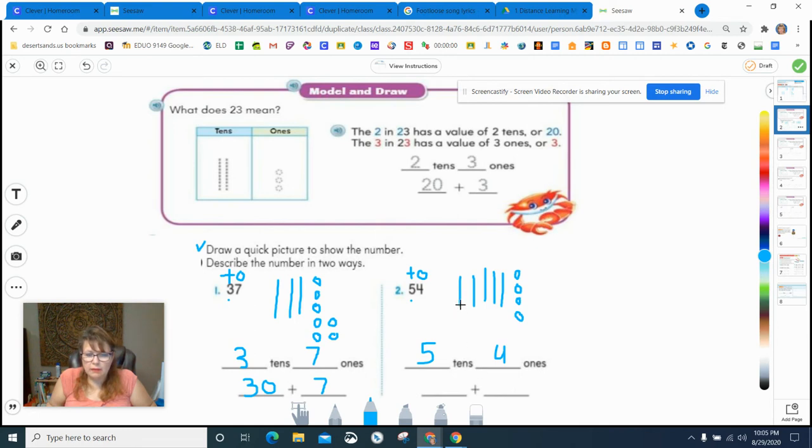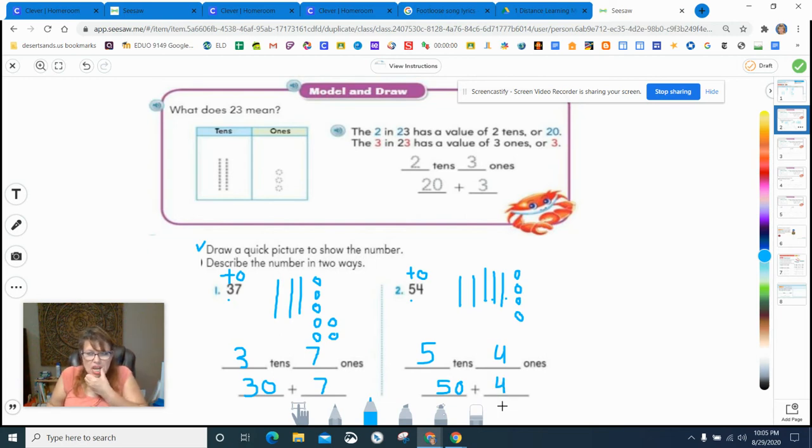So we count 10, 20, 30, 40, 50. So we write 50, not 5. That's not 50. So we have to put the 0, guys. It has to be 50. And then plus, how many ones? We have 4 ones.